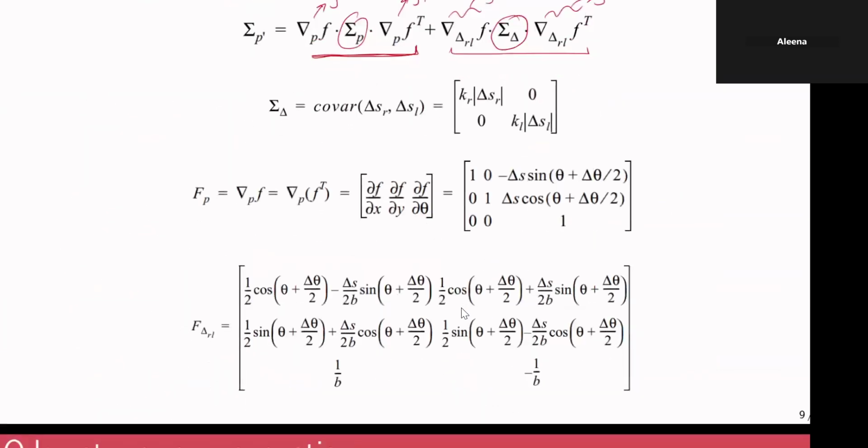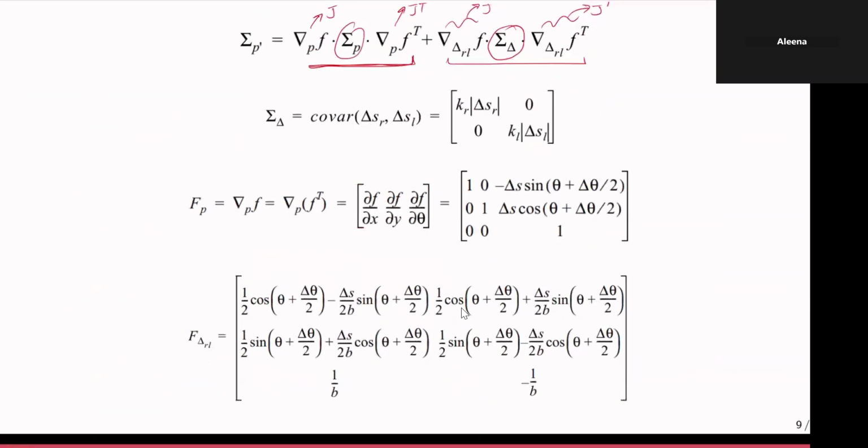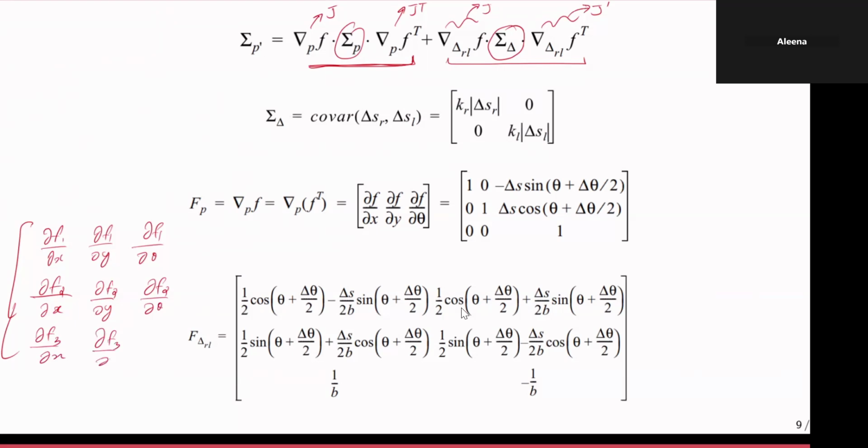And the way we can derive this Jacobian matrix is by evaluating the constituent elements of this matrix: ∂F1/∂X, ∂F1/∂Y, ∂F1/∂θ. Then you have ∂F2/∂X, ∂F2/∂Y, ∂F2/∂θ. And finally, you will have ∂F3/∂X, ∂F3/∂Y, ∂F3/∂θ. So this is the Jacobian matrix corresponding to the position inputs.